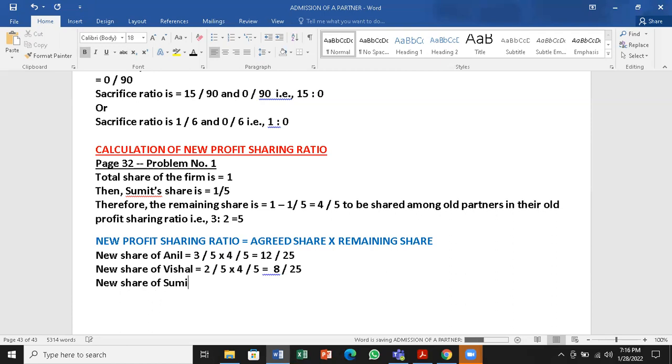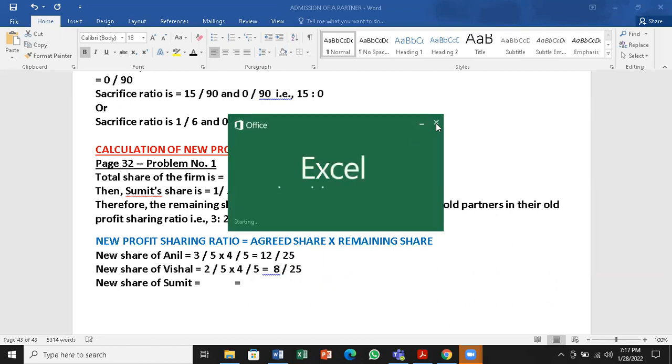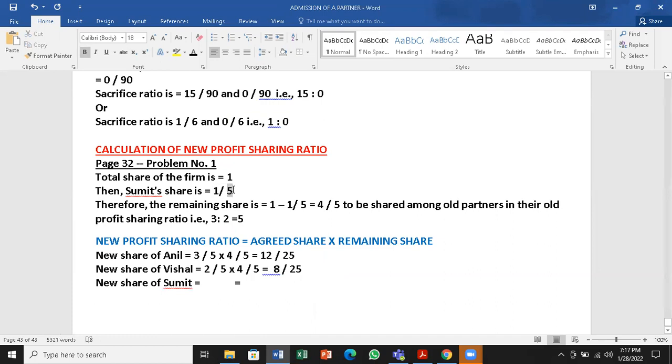So new share of Sumit also we can find out. They have given 1/5 share. So here we can understand the other way also, because the denominator here is 25. For him it is given as 1/5 share. So we can convert this 1/5 to the present base. For that we have to see 5 to be converted into 25. That means 5 we have to multiply. So it becomes 5/25 is the share.